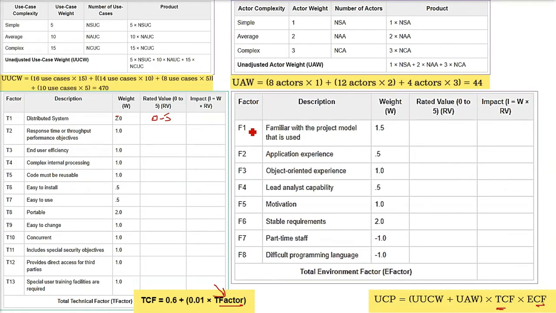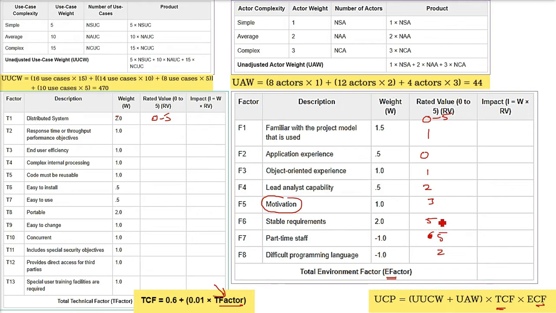ECF is for environmental factor. So these are F1 to F8. This description is like you want to value something for motivation. So you have to give a value from 0 to 5. These weights, which are given from 1.5 to minus 1.0, are fixed. You don't change them. Now you have to give the rated value from 0 to 5. For example, motivation is there. You get a value of 3. You multiply 3 into 1.